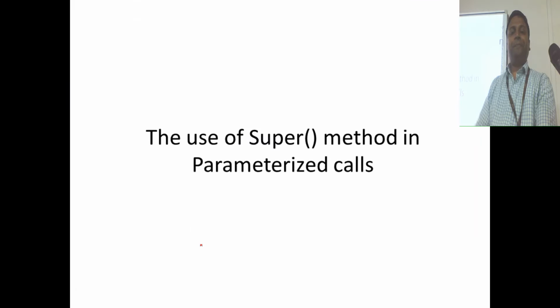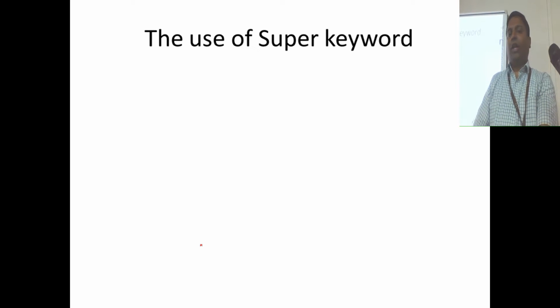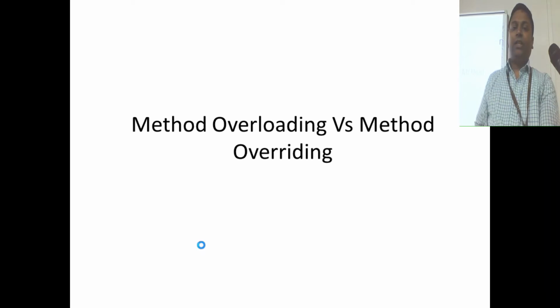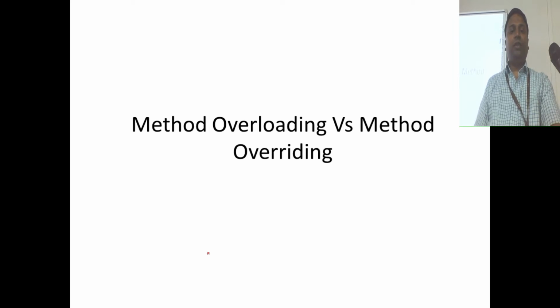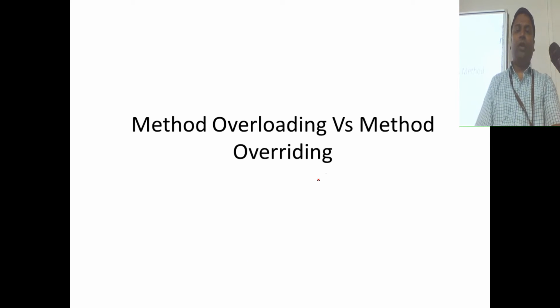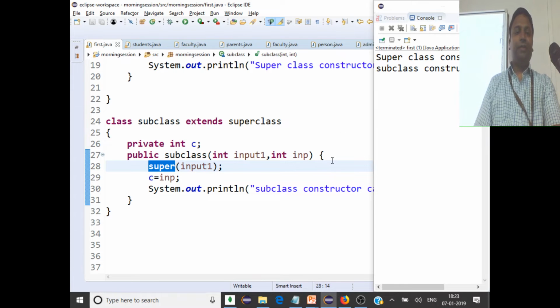Can we move forward? We'll look at method overloading versus method overriding here. Very important concept in inheritance. And after learning that, we'll see the use of the super keyword again. We have some more uses of the super keyword. We'll see that. Before that, we'll see what is method overloading versus method overriding. Do you know the difference between overloading and overriding?